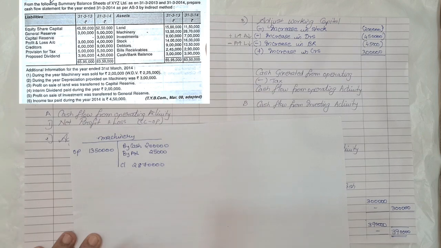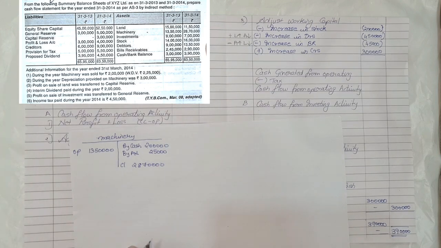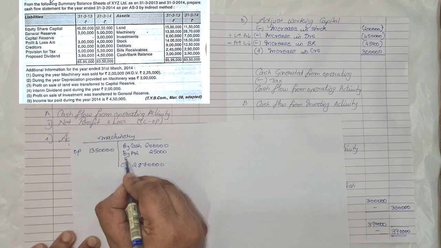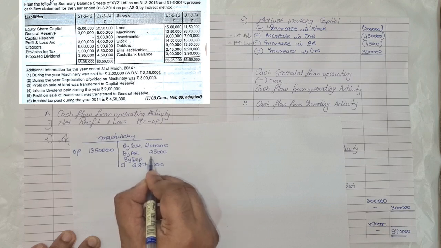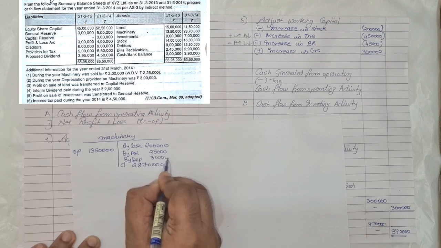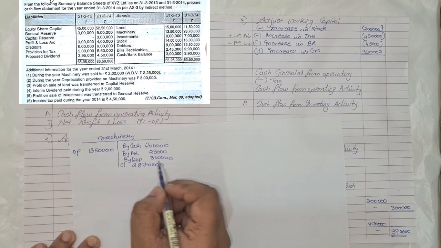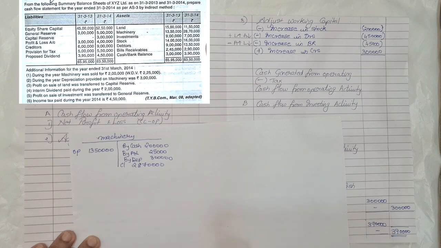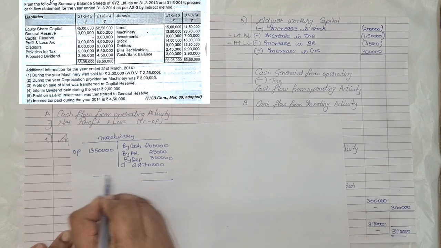Okay. Now, along with that, is there anything else which they have given you in the question? We'll have to look at that. It was given that during the year, second adjustment, depreciation on machinery was 3 lakhs. So we have to provide depreciation of 3 lakhs. Okay, that's it. Nothing else has been given. The third, fourth and fifth adjustments have nothing to do with the machinery.